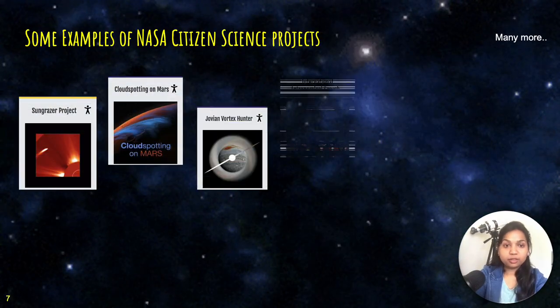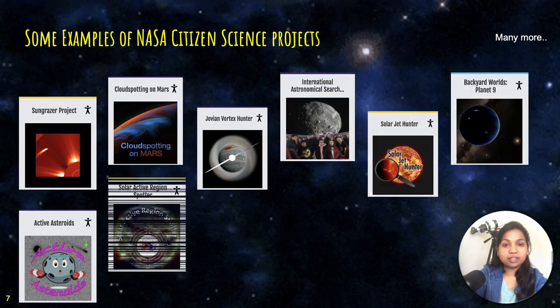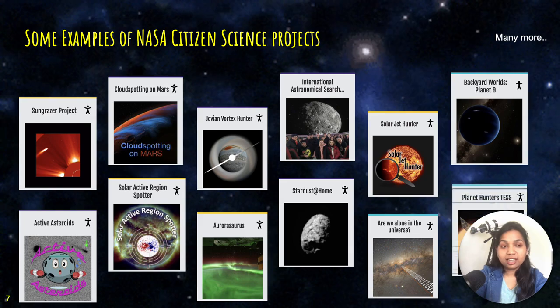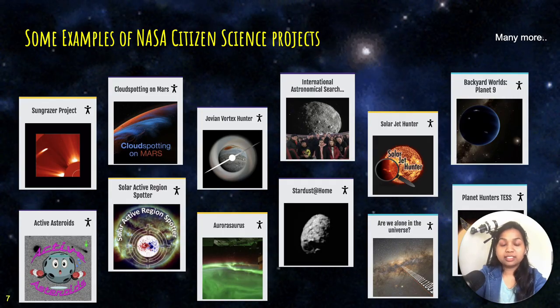So here I am presenting you a few NASA citizen science projects which are related to astronomy and space sciences, and you can see they cover a vast range of astronomy from solar physics, asteroids, planetary science, planetary atmospheric science, auroras, galaxies, and many more.